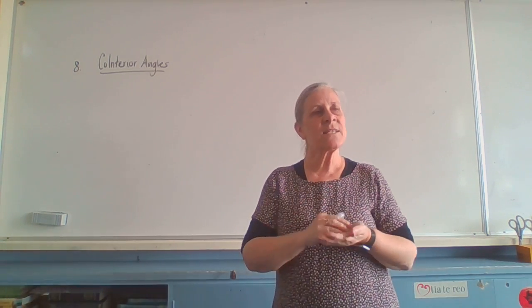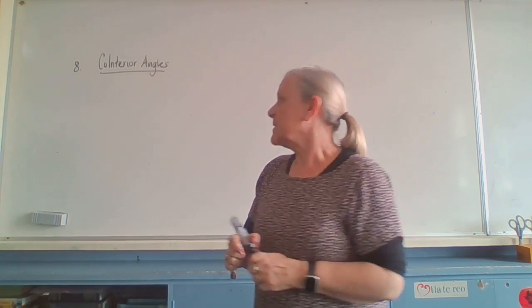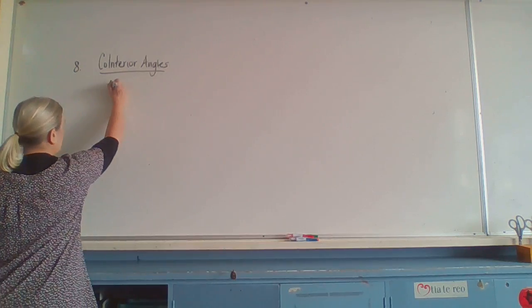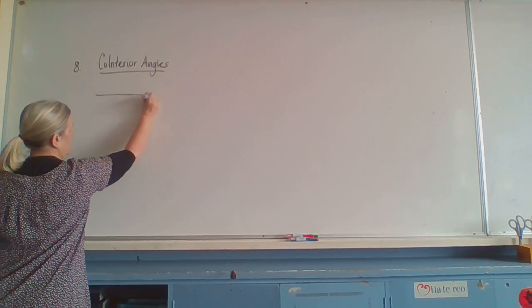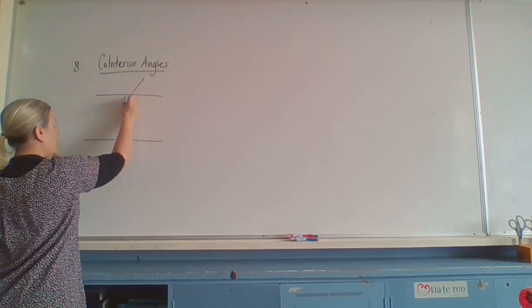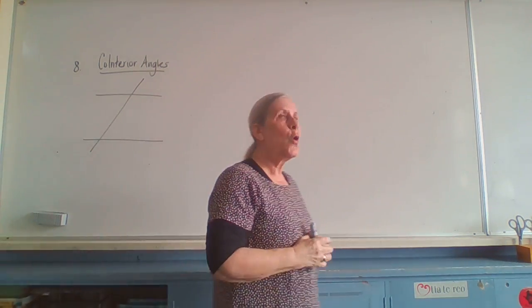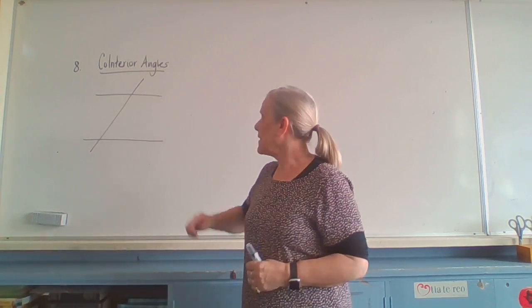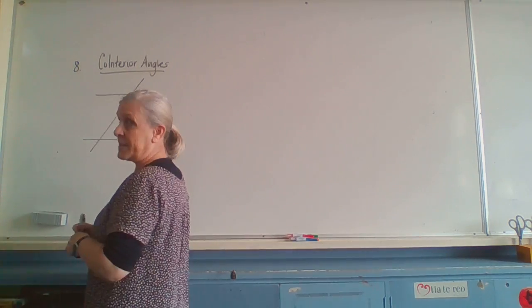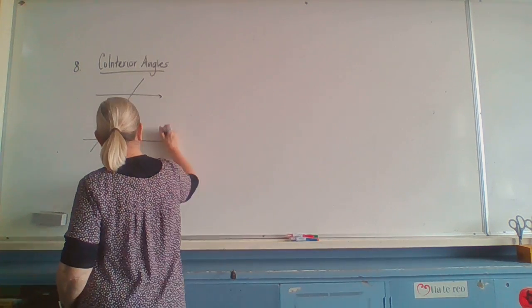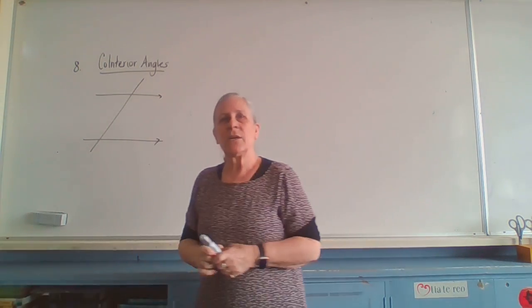All right, so the last of the parallel line tricks. For this one, I'm going to draw the same picture again. It looks like a Z. All right, so co-interior. Now this transversal here, these aren't parallel lines until I say they are. Now they're parallel lines. All right.